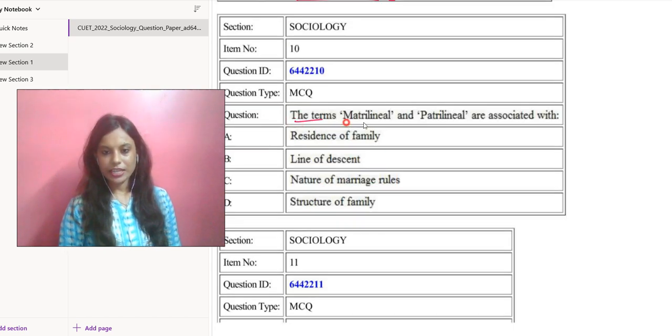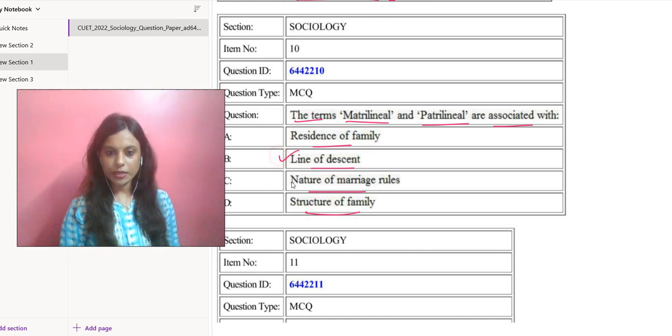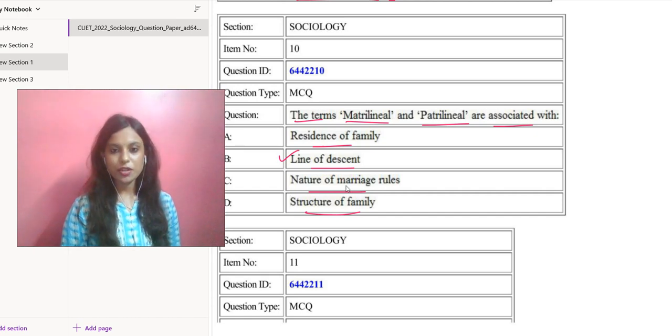The terms matrilineal and patrilineal are associated with what? Residence of family, line of descent, nature of marriage rules, structure of family. It goes with, of course, line of descent because that has been going on since time back. So yes, this was the discussion for today's class.